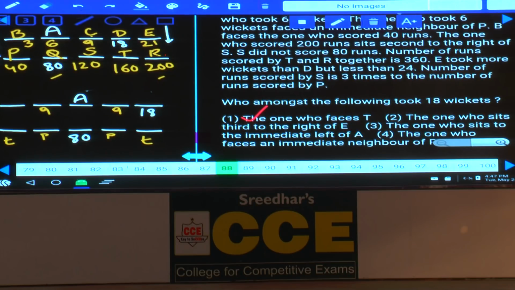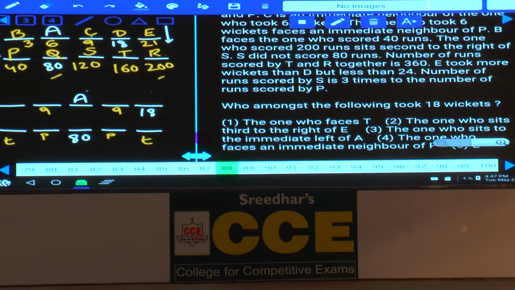Then question number 88. Now in this 88, who among the following took 18 wickets? The one who faces T, that is definitely choice 1.